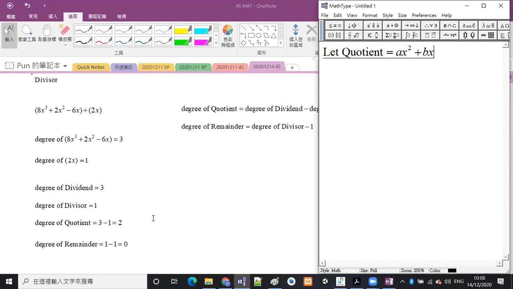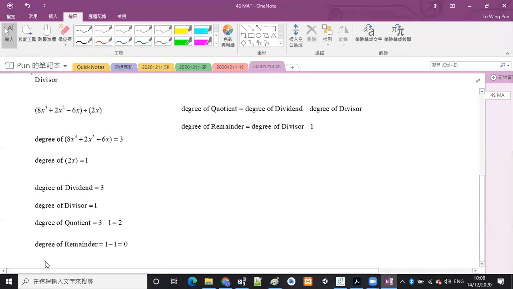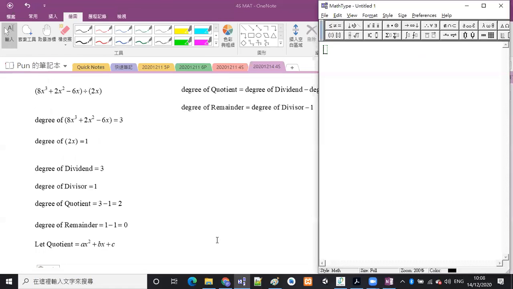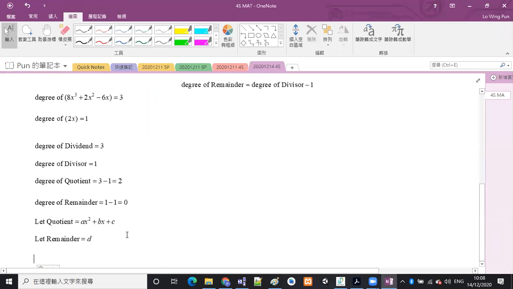Let the quotient be ax square plus bx plus c. Okay, like this. And then we will let the remainder be, well, degree of remainder is 0, which means that the highest power of x is 0, which means that the remainder is just a constant term. Okay, so let me let the remainder be d, just d. Okay, d x to the power 0.